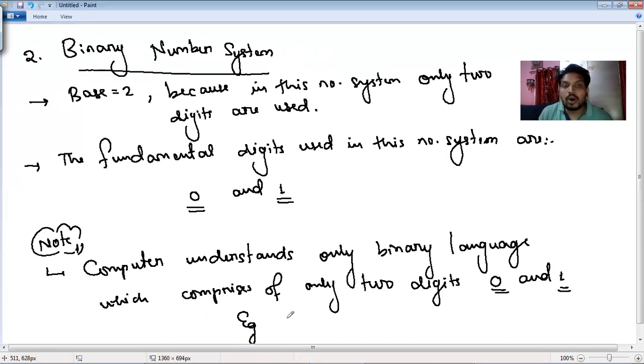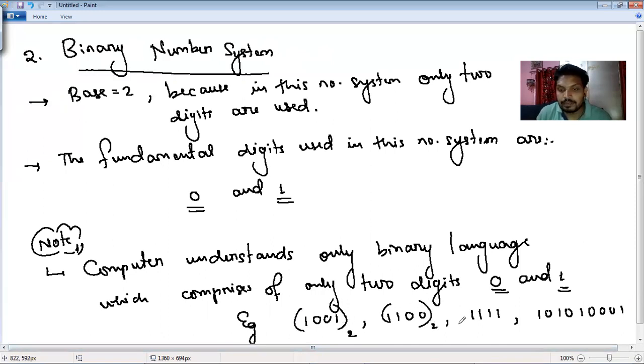So examples of binary numbers are 1001, 1100, 1111, 101010, 001. So we can say the base of each of these numbers is 2. It means the number belongs to binary number system where the base is equal to 2, because 2 fundamental digits are used to represent the numbers in that number system. Which number system? Binary number system.